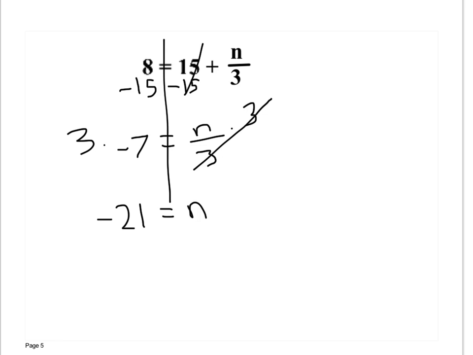Right, which I can check my answer, right? Negative 21 divided by 3 is negative 7. 15 minus 7 is 8, so n must be negative 21.